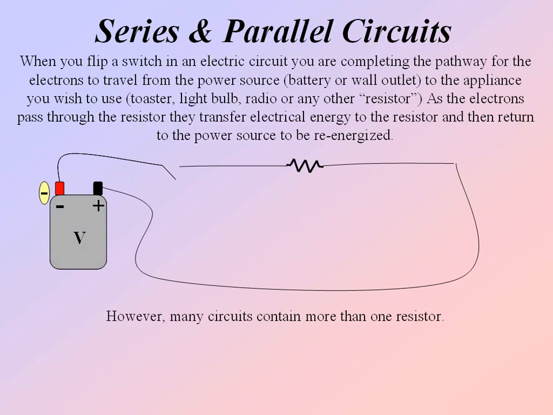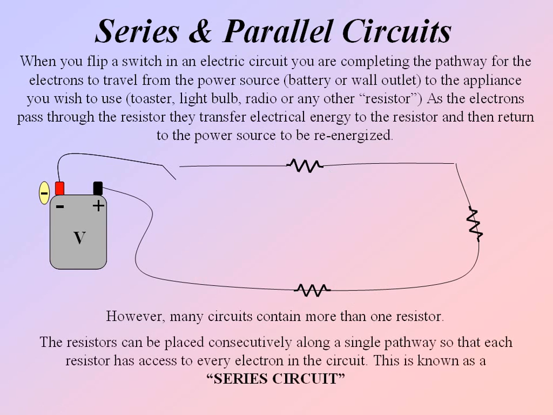However, many circuits contain more than one resistor. In this particular situation, we have put three resistors in series with each other. These resistors are placed consecutively along a single pathway so that each resistor has access to every electron in the circuit. This is known as a series circuit. Electrons must travel through each of the three resistors and then return to the battery.